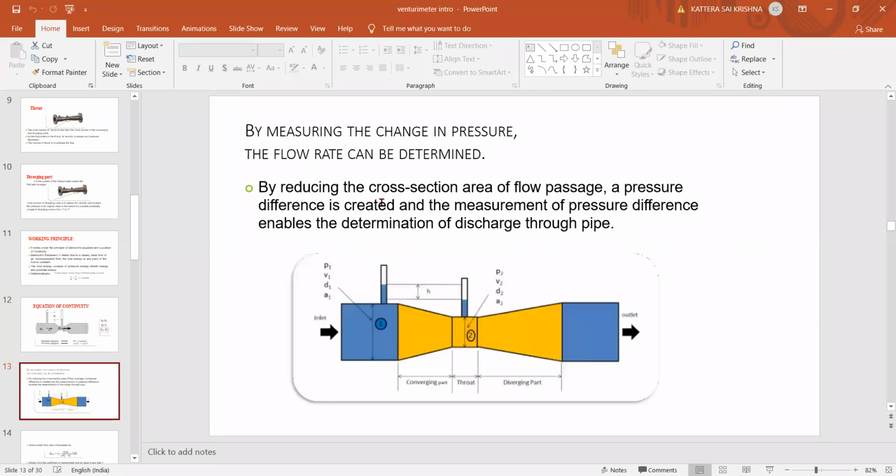Next, same thing here. By reducing the cross-sectional area of the flow passage, a pressure difference is created, and the measurement of pressure difference enables the determination of discharge through the pipe. So by using this measurement of pressure difference, we are going to find the discharge. How are we going to find this pressure difference? By using a differential manometer. A manometer is a device which is used for finding the pressures at different points. Suppose you connect a U-tube manometer, letter U. If you connect that U-tube manometer at these 2 points, it will show the pressure difference to us.